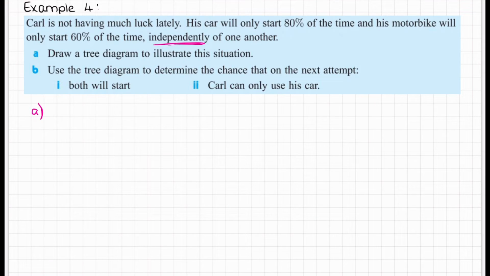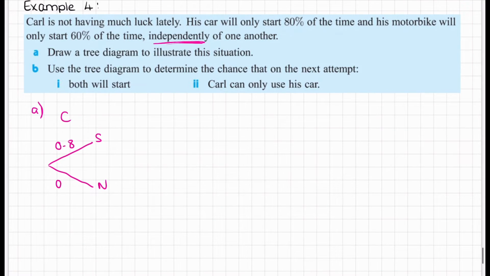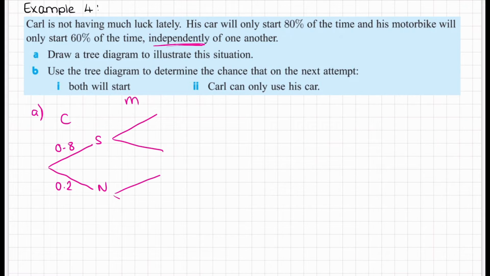So first of all, we've got a car and a motorbike, so they will be our two little strands. We're going to start with the car. The car starts 80% of the time, which as a probability is 0.8. So we'll go S and N, start and not start, which means the probability of not starting is 0.2. Then we're going to look at the motorbike, starting and not starting. The motorbike starts 60% of the time, so 0.6, and 0.4 for not start.